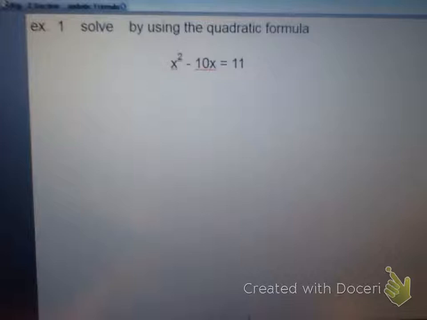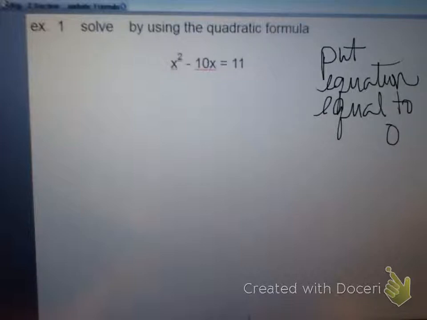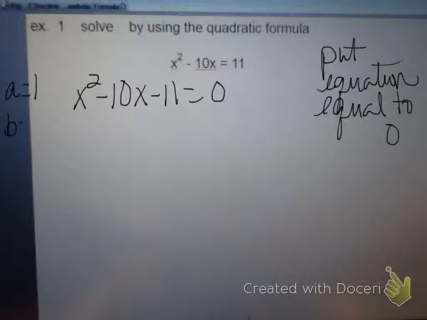Okay, example 1, solved by using the quadratic formula. First, the equation must be equal to 0. So put the equation equal to 0. Okay, go to this side and identify your a. Your a is the coefficient of x squared, which is 1. Your b is negative 10. And your c is negative 11.